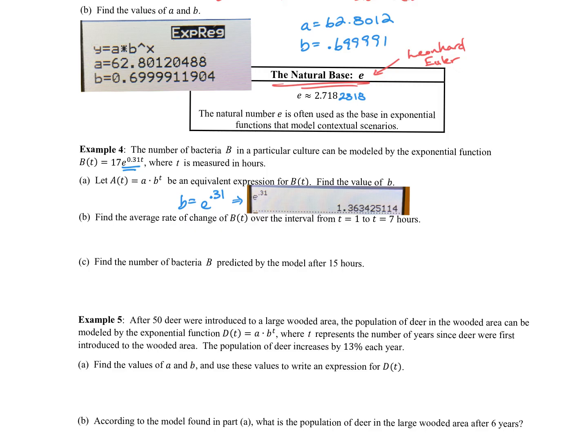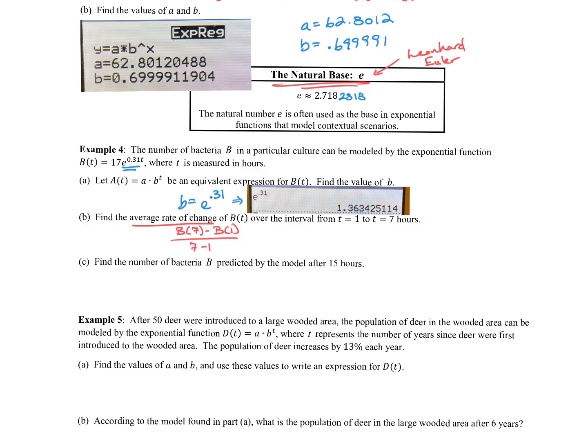All right, part B. Find the average rate of change of b of t for the interval from t equals 1 to t equals 7. All right, what is an average rate of change? Algebra slope. It's just algebra slope. And so what we want to do is find b of 7 minus b of 1 over 7 minus 1. All right.